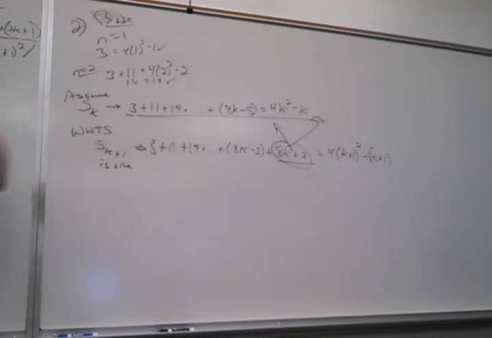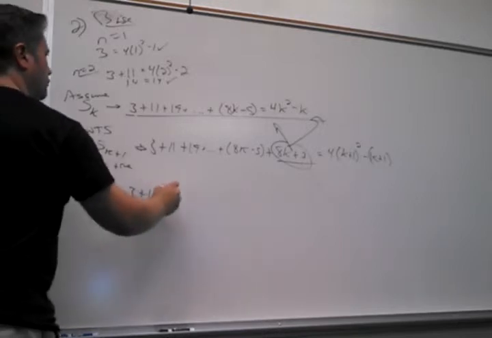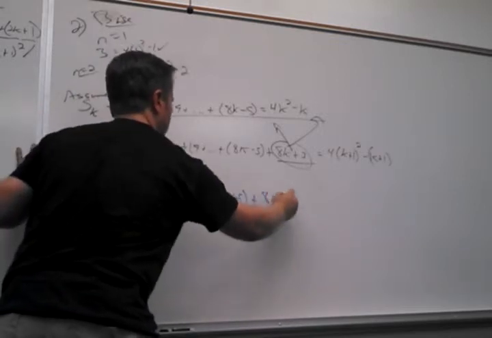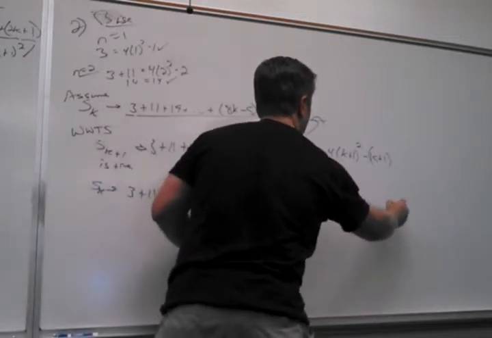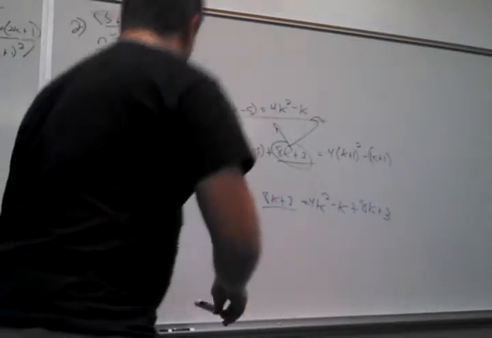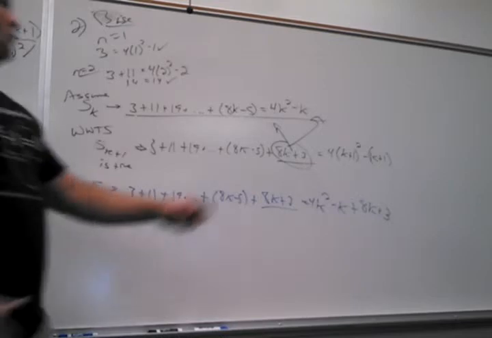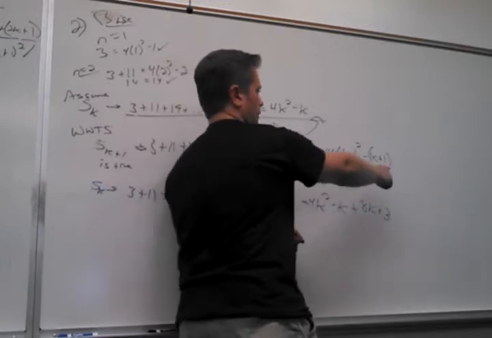So what do I get if I do that? I get, so I got my 3 plus 11. Here's SK. 3 plus 11 plus 19 plus 8K minus 5. And then I add into it 8K plus 3. So it's 4K squared minus K. And I add into it 8K plus 3. Now here's where it's really nice to know the form that I want it to end up in. It gives me a goal and it tells me what to do. I know I want this thing to look like this. So what am I going to try to do? What do I want to take off by itself? The negative K and a minus 1.